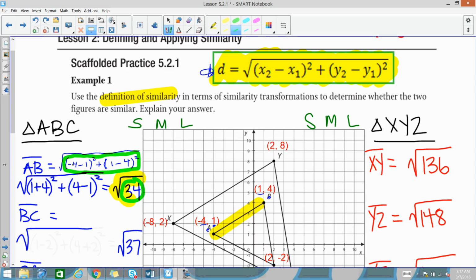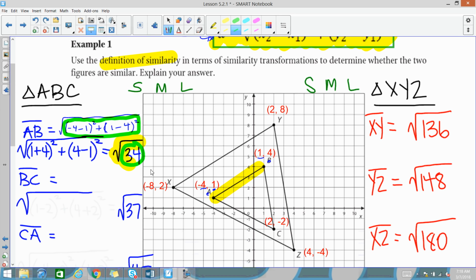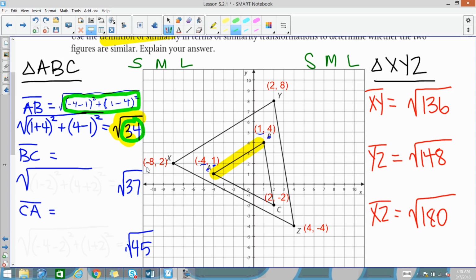So you're going to want to go parentheses, -4 minus 1, close your parentheses squared, plus parentheses 1 minus 4, close your parentheses squared. Put all that in your calculator, hit enter, and you should get 34. As you keep doing this, you're going to end up getting all of these different radicals here.